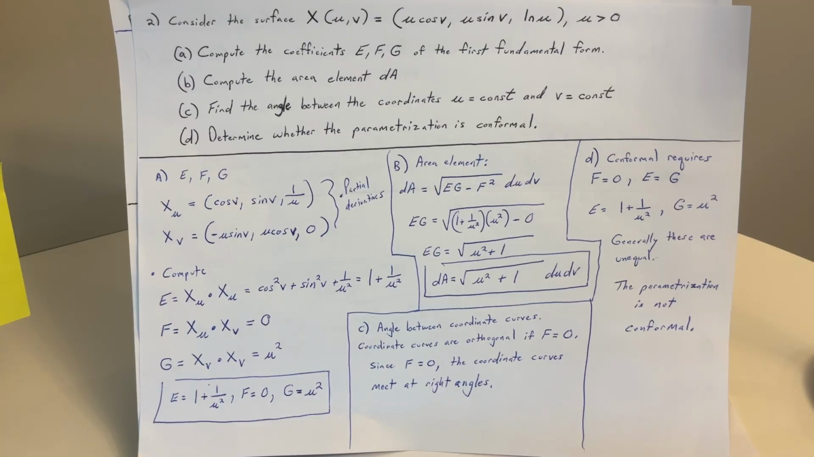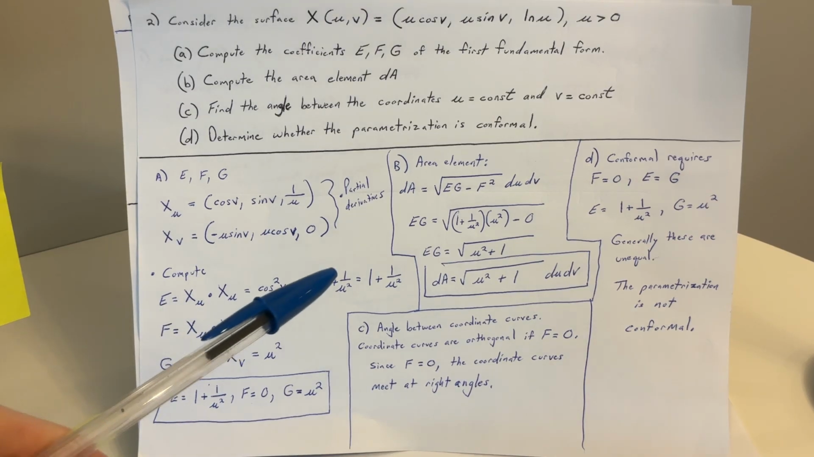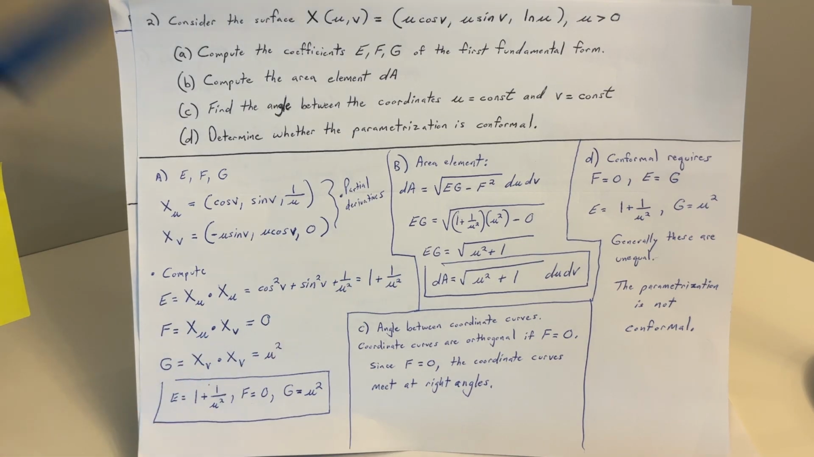Consider the surface x of u, v equals u cosine v, u sine v, natural log of u, where u is greater than 0. First we want to compute the coefficients E, F, G of the first fundamental form. So for E, F, and G, we want the partial derivatives x sub u and x sub v. Here's what we get for the partial derivatives. E equals x sub u dot x sub u. We get cosine squared plus sine squared plus 1 over u squared. That's 1 plus 1 over u squared.